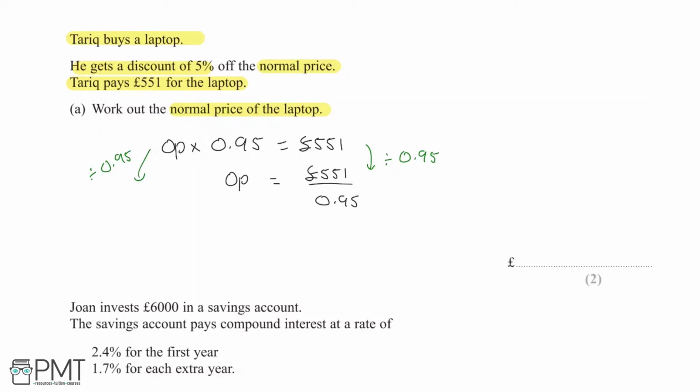So get your calculator and we can check it. We can say that 551 divided by 0.95 gives us 580. So this means that the original price is £580, like that. This question is worth 2 marks. First mark comes from a suitable method to find the increase, as we have here. Second mark comes from the correct final answer.